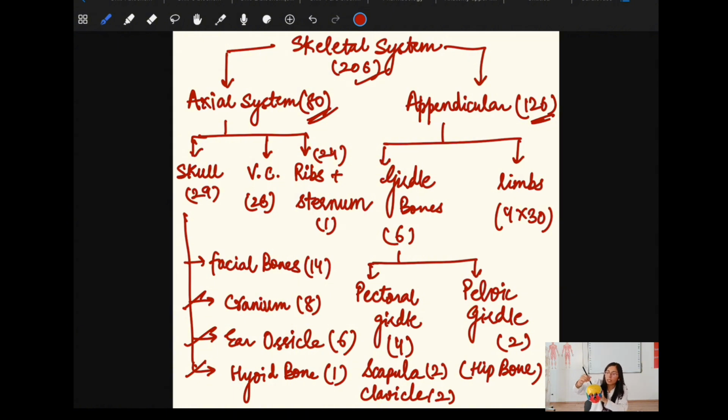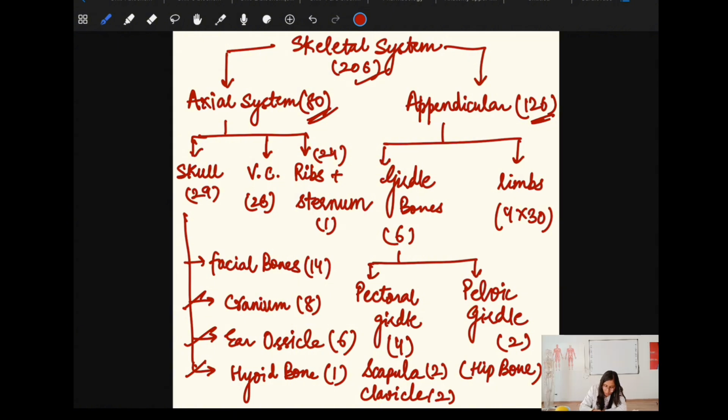This is the frontal bone of the skull. This is the parietal bone. This is the temporal bone. This is one part of the temporal bone, and this is the second temporal bone. And behind, this is the occipital bone. This is the foramen of the occipital bone. And there are the sphenoid and the ethmoid bones also in the skull.